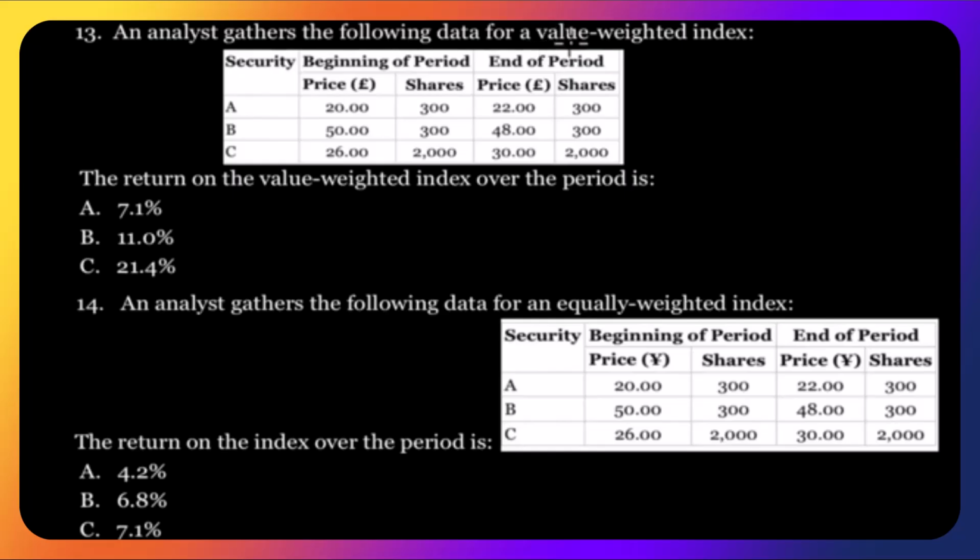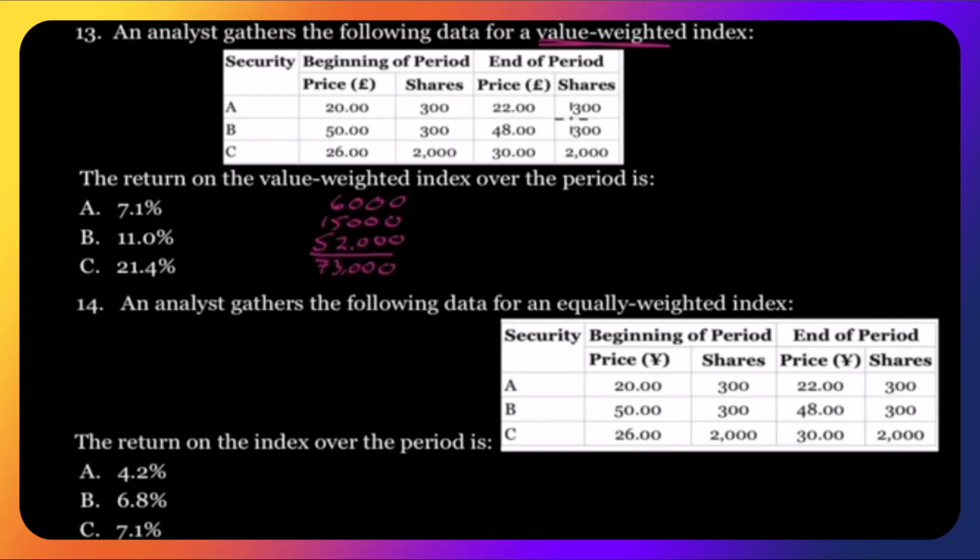An analyst gathers the following data for a value-weighted index. The return on the value-weighted index over the period is, so we have to figure out the return. So on this one, we are going to multiply by the shares because we want the value of what we have, not just the price, but what's the value of our position. So in our first one, 20 times 300, that'll give us 6,000. Then we have 50 times 300, that'll give us 15,000. Then we have 26 times 2,000, that gives us 52,000. So the value started at 73,000.